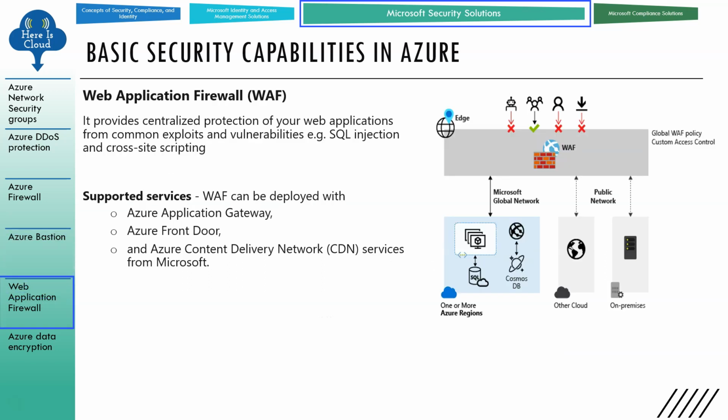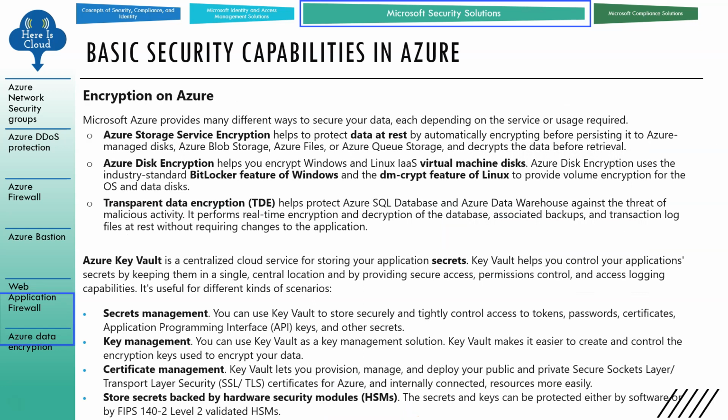So next topic is Web Application Firewall, WAF. As you see on the diagram, WAF sits in the web layer. It provides centralized protection of your web applications from common exploits and vulnerabilities, for example, SQL injection and cross-site scripting. So it provides filters before it hits the network. Supported services: it can be deployed with Azure Application Gateway, Azure Front Door, and CDN, which is Azure Content Delivery Network services. And the final topic in this section is encryption.